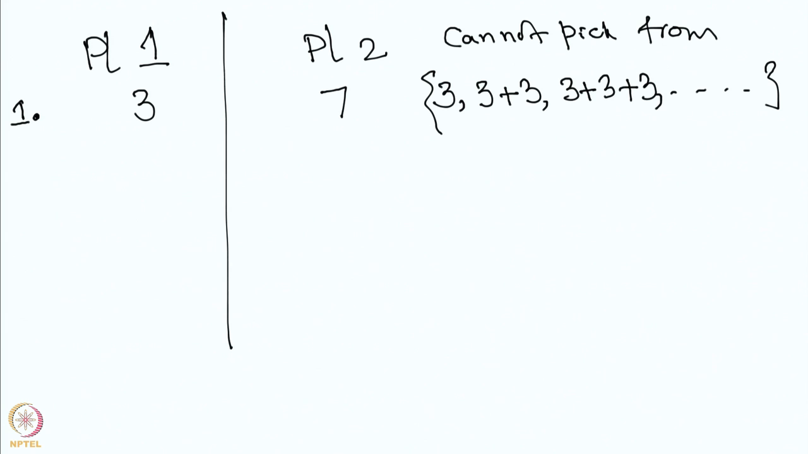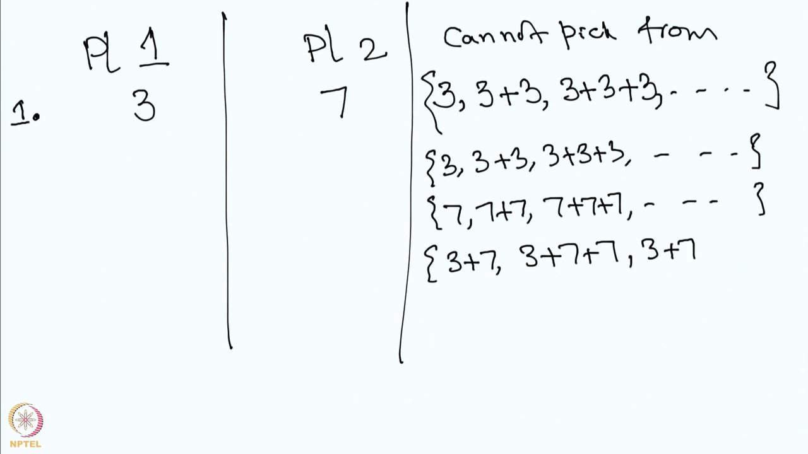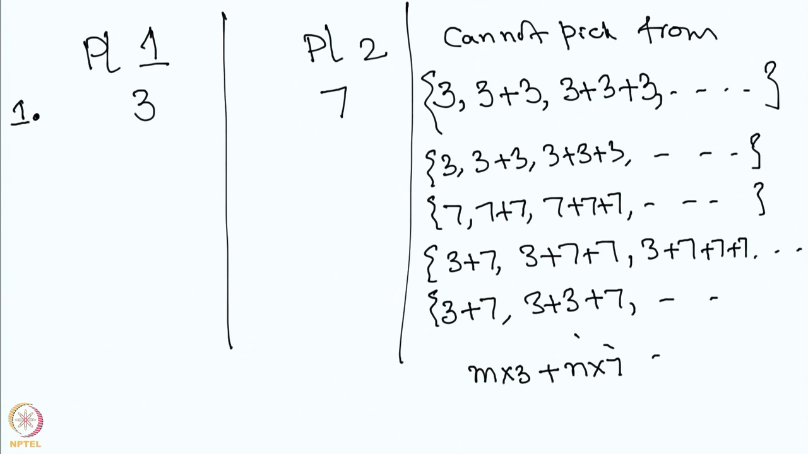Now once 3 and 7 are picked, player 1 cannot pick, of course, 3 plus 3 plus 3 and like this. And not only that, 7 plus 7 plus 7, and also 3 plus 7 plus 7 plus 7, and 3 plus 3 plus 7, and go on like this. In a nutshell, he cannot pick m into 3 plus n into 7, for m, n belonging to the natural numbers. So he cannot pick any number which can be written as a positive integer combination of 3 and 7.